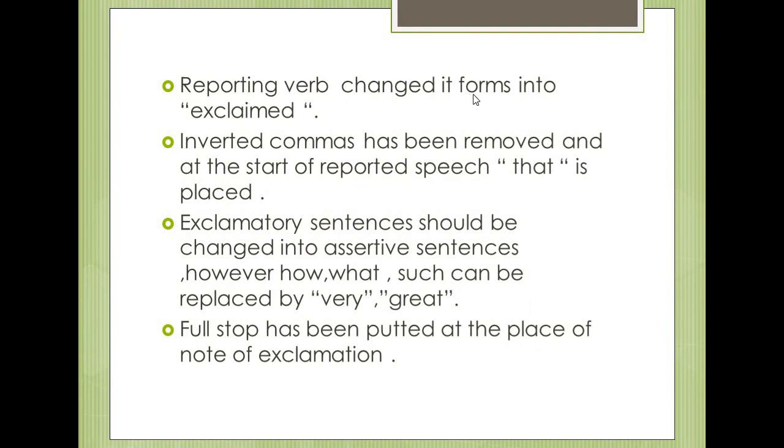The reporting verb "said to" is changed into the form of "exclaimed", whether the sentence contains the emotion of sorrow or joy. Inverted commas are removed and "that" is placed at the start of the reported speech. Exclamatory sentences should be changed into assertive sentences. However, how, what, such can be replaced by "very" or "great". These are the words you can put in place of the words beginning exclamatory sentences. A full stop is put in place of the note of exclamation.